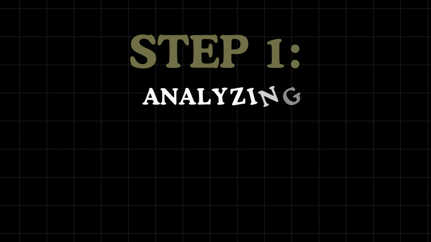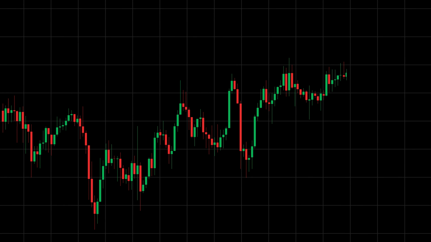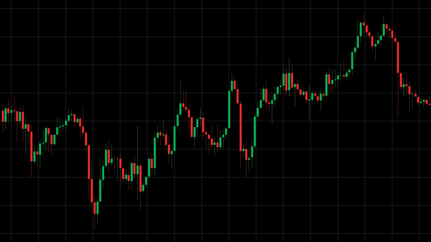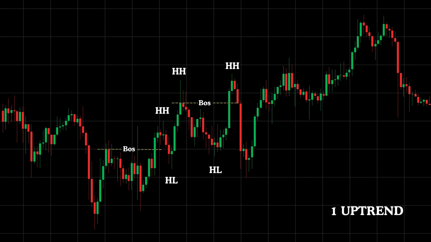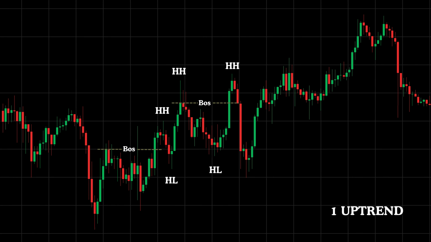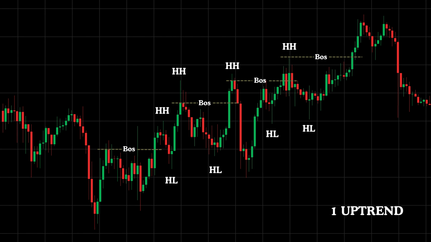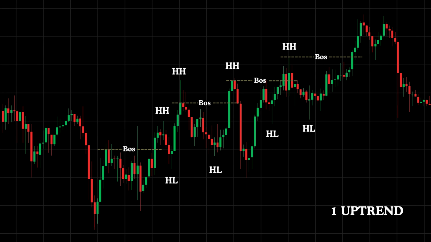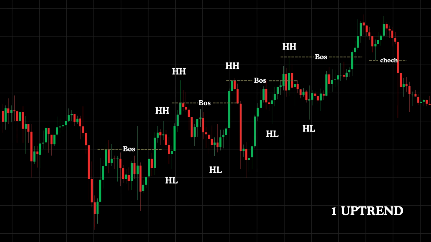Step 1. Analyzing the market structure in higher time frames. We have 3 types of markets in terms of direction. First, we have a moving uptrend, where price continuously makes higher highs and higher lows, breaking the structure to the upside. We want to trade with the dominant uptrend because it increases the chance of success. This process continues until we get a change of character, as it signals a possible reversal.